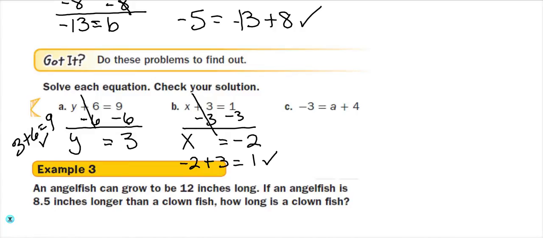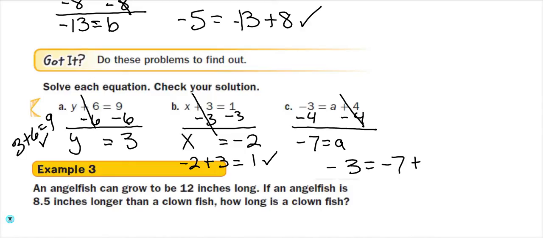All right, now letter C. So we have negative 3 equals a plus 4. We're adding 4, so we need to subtract 4. And we're trying to get the letter by itself. Okay, so now I have negative 3 and negative 4, or you can say negative 3 minus 4, however you want to look at it. That makes negative 7 equals a, and then those have canceled. Okay, let's plug it back in. Negative 3 equals negative 7 plus 4. And yes, that works.